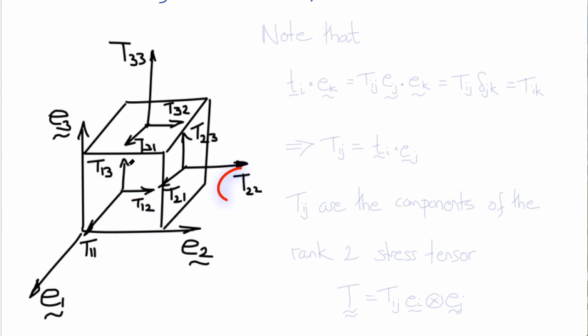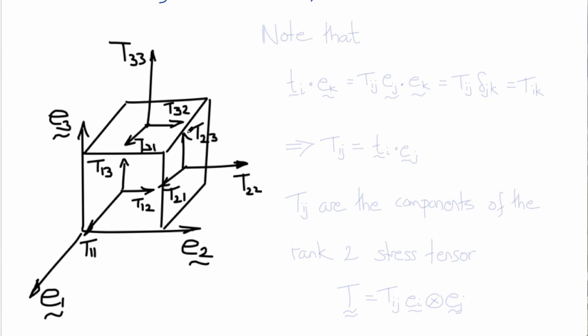Similarly, T22 is normal to the plane, the e2 plane, acting in the direction e2. And the shear components are T21 and T23. And similarly, T33 is the normal component, T31 and T32 are the shear components. Now, I've drawn these arrows in the positive directions, namely in the same directions as the base vectors, and on the positive faces, namely on the faces whose outward normals are the unit vectors. So these are all positive components of stress as they're drawn. So we'll emphasize that again in a moment.